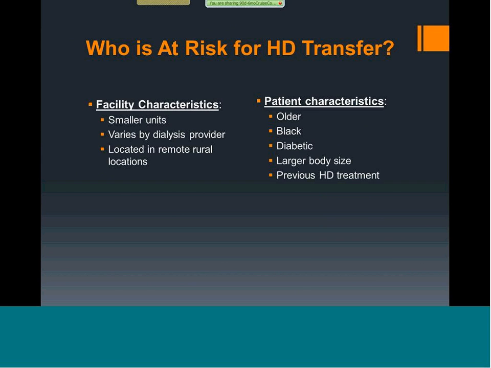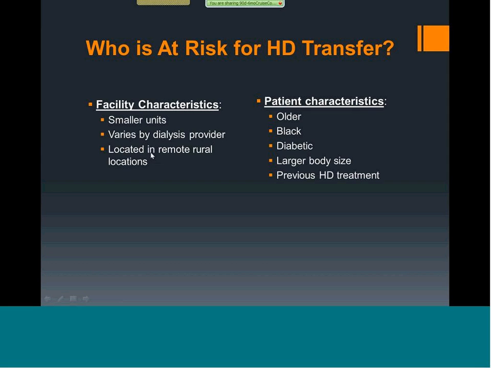It's just a summary of some of the characteristics in identifying individuals who are at risk for transfer. Who are these patients? If you look at the facilities, those more likely to have a high transfer rate are those that have fewer patients. It varies by dialysis provider, and I have to tell you that DaVita does very well in terms of minimizing transfer of patients to hemodialysis, and that's not because I'm a physician speaking in a DaVita line. I've done research looking at the national data that was not obtained from DaVita, and it actually does very well in this regard.